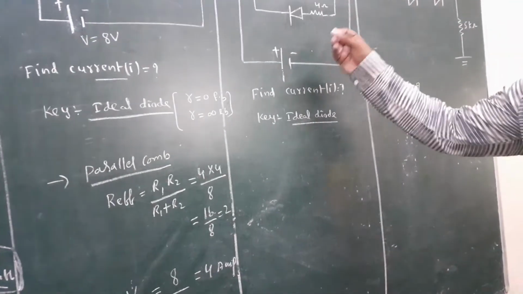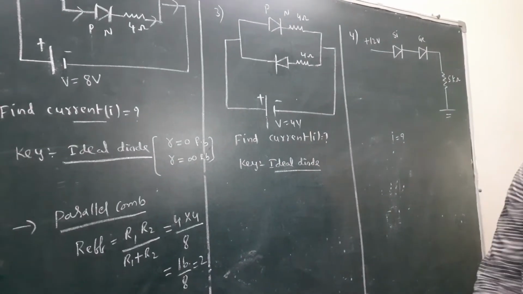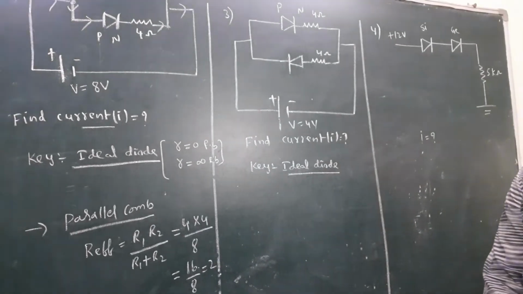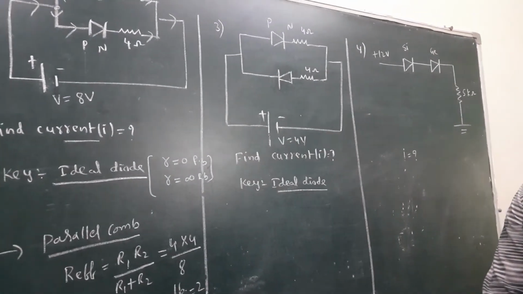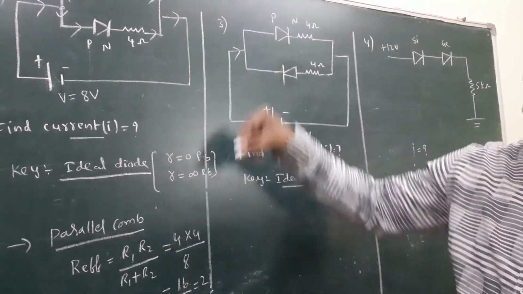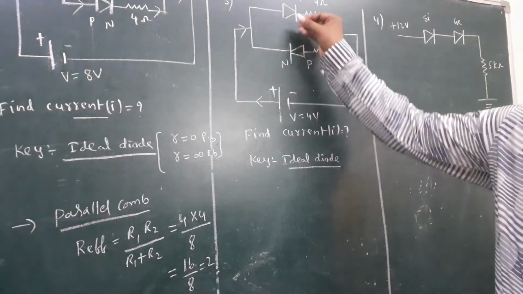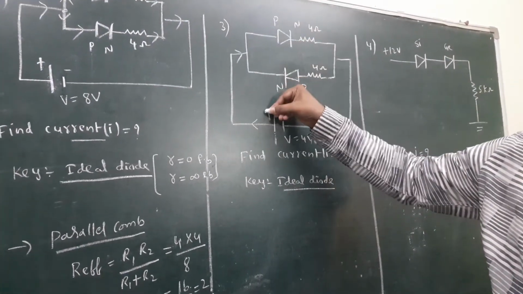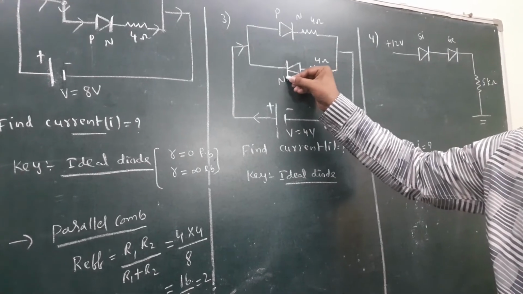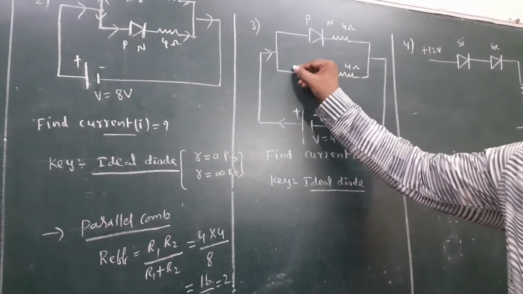Next, to see the diagram, here also the voltage is given as 4 volts. Current always flows from plus to minus. Here, the upper diode has P connected to positive, but the lower diode has N connected to positive. So that's why this is reverse bias.